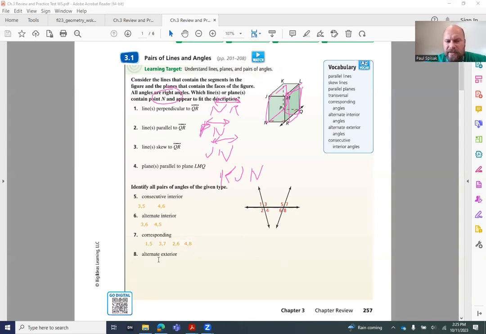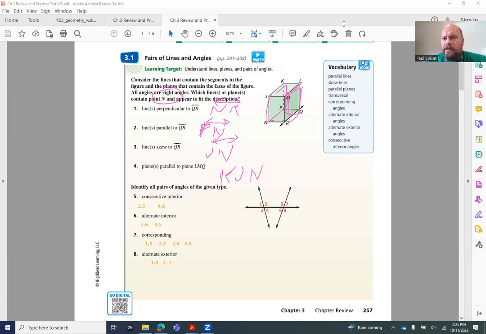And then finally alternate exterior angles. So 1 and 8 will be alternate exterior, as well as 2 and 7. And again, those are alternate exterior because they're on alternate sides of the transversal, but they're on the outside of those 2 lines. So alternate and exterior.